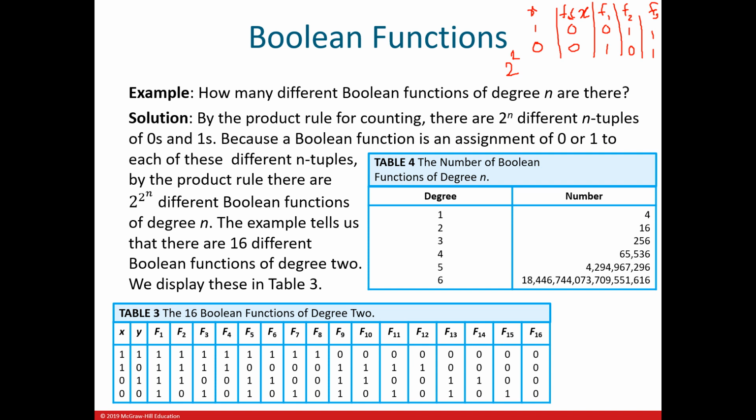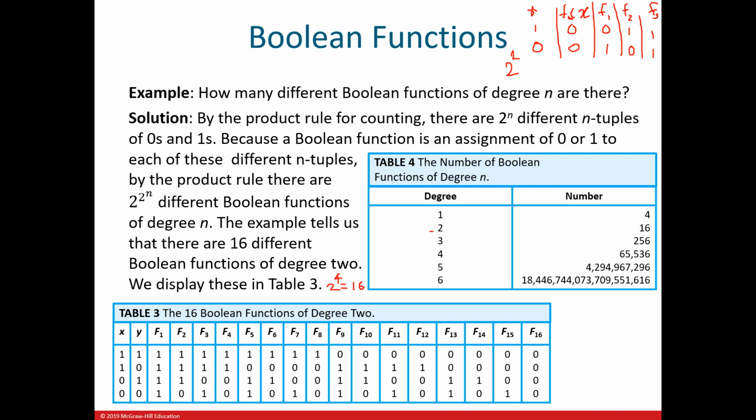Similarly, when we have degree 2, it means I have 2 variables. They have given the example here, x and y. Now x and y together can have 4 different values: 1 1, 1 0, 0 1, 0 0. And for these 4 different values we can build 2 raised to 4 different functions, which gives us 16, and that's what this table is saying.